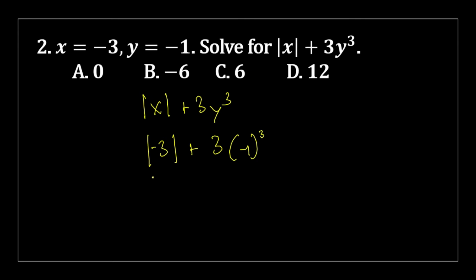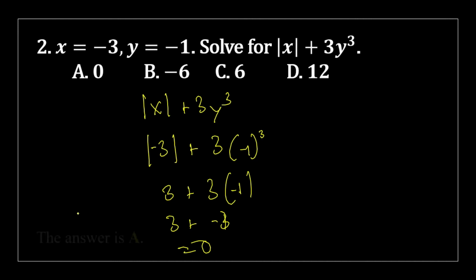So the absolute value of negative 3 is 3. Plus 3 multiplied by negative 1 raised to 3. And that is, negative 1 raised to 3 is negative 1. So we have 3 plus negative 3, that is equal to 0. So the answer for number 2 is letter A, 0.